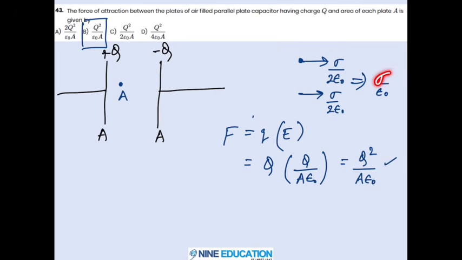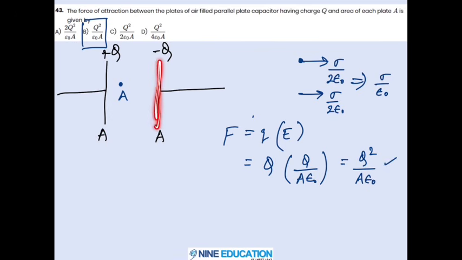But sigma by epsilon naught is the total electric field at point A due to this and this. I want the electric field at point A only due to the right plate, not due to this one. Because this will produce an electric field here and that will in turn cause a force on this plate. That is making no sense, na? Because at this point, find out the electric field due to everything else other than this plate.